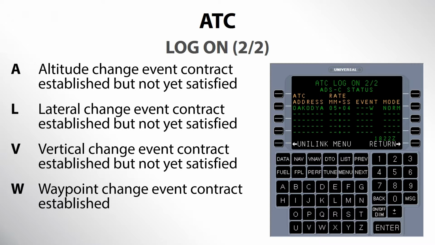The letters are displayed for as long as the contract remains in effect. For A, V, and L, once the specified event occurs and the contract has been fulfilled, it is no longer in effect and the letter will be replaced by a dash. Since a waypoint change contract remains in effect after sequencing a waypoint, the W will be displayed until the contract is explicitly canceled or the connection is severed.